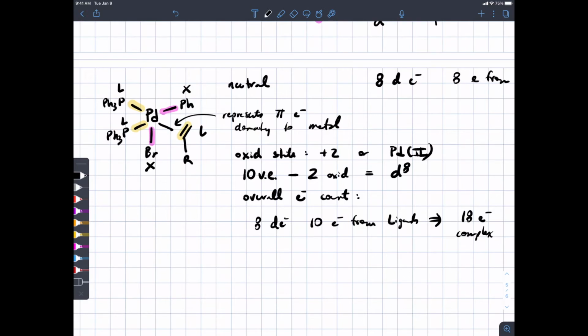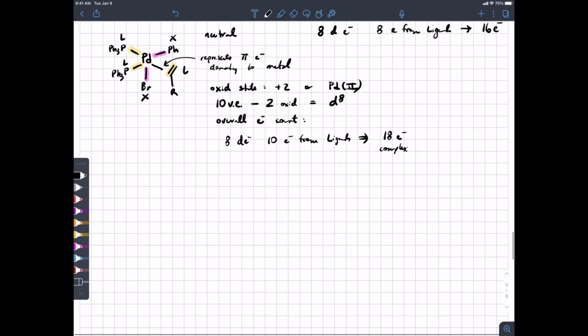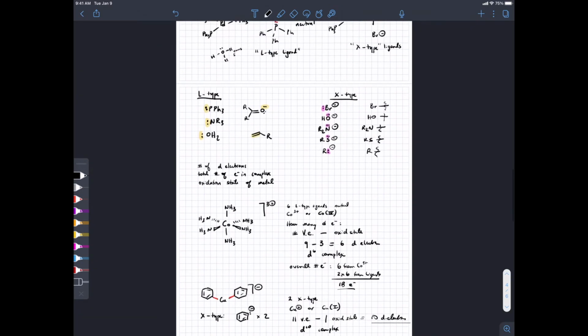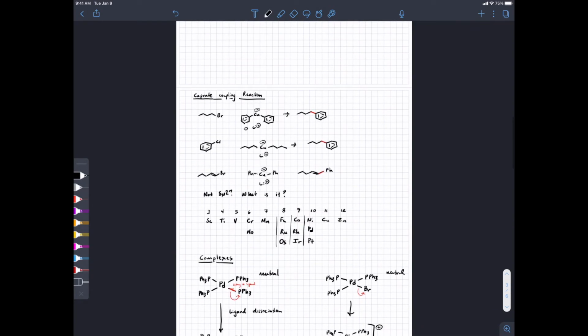Okay. So who cares about all this stuff? Let's look at a mechanism of a reaction, and you're going to see that counting the electrons on the metal is going to help you see what is going on. So let's look at one of those cuprate coupling reactions that we dealt with. I don't know which one we want to do. Let's do this one.